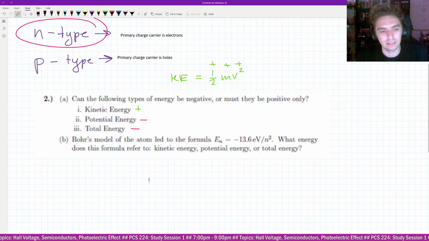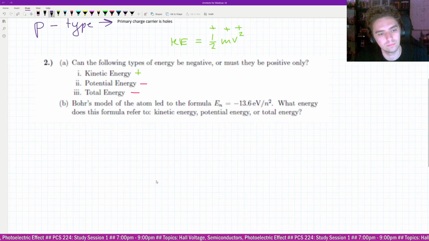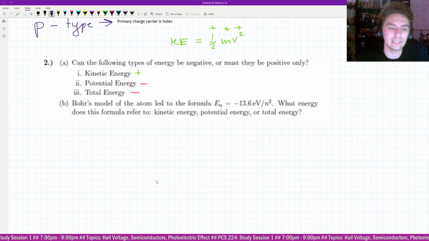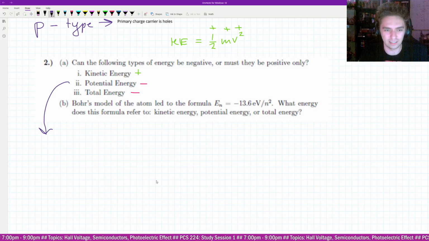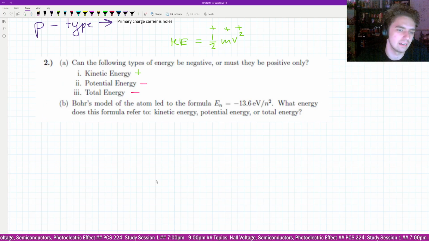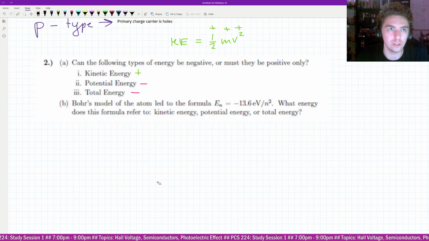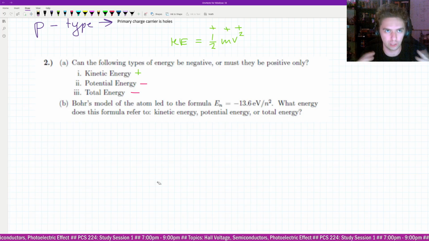Well, we could also think of back in PCS 211, we had negative GM1M2 over R squared, and there's literally just a negative sign in front of it. That's what I was getting at: a lot of times we define our zero as infinity, so you put a negative there. A positive potential energy would mean you need to do work to separate the two objects more. A negative potential energy would mean you have to do work to push them together.